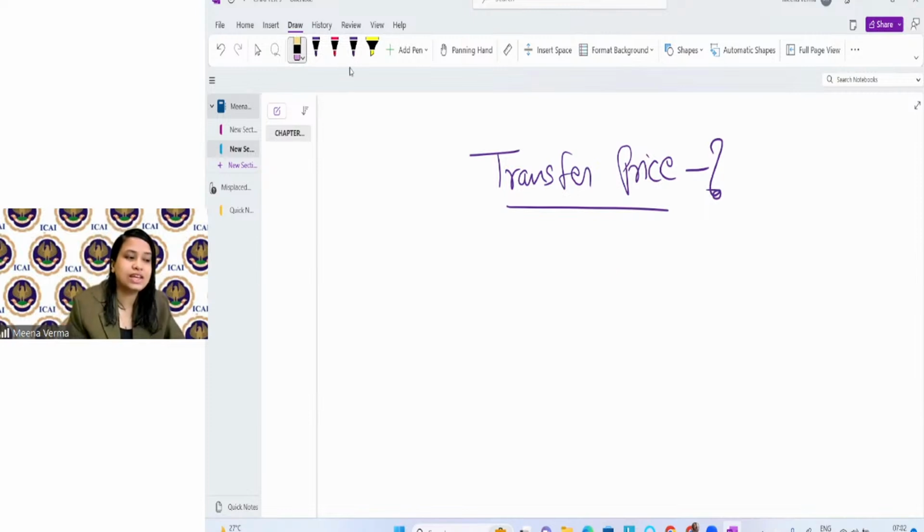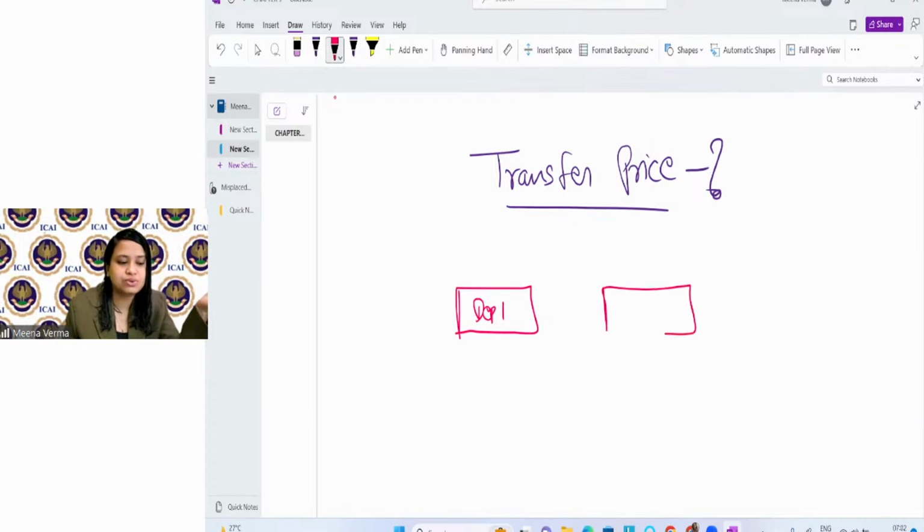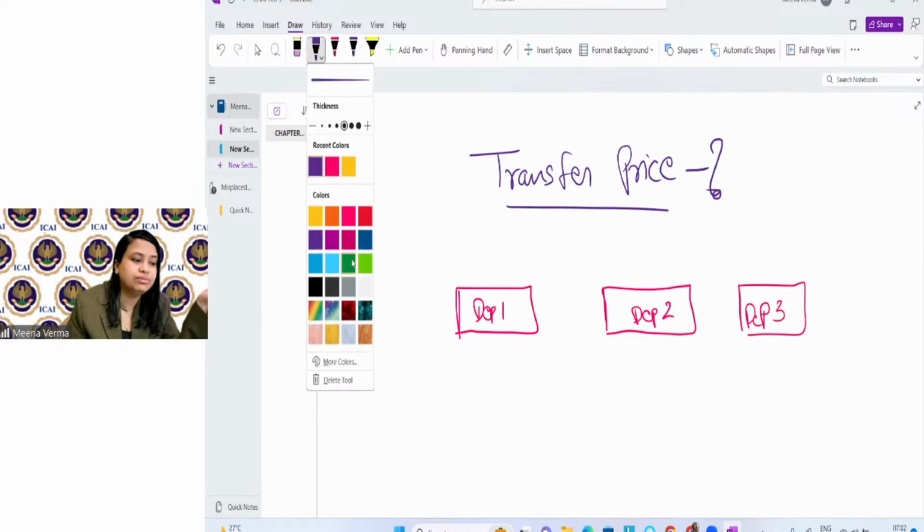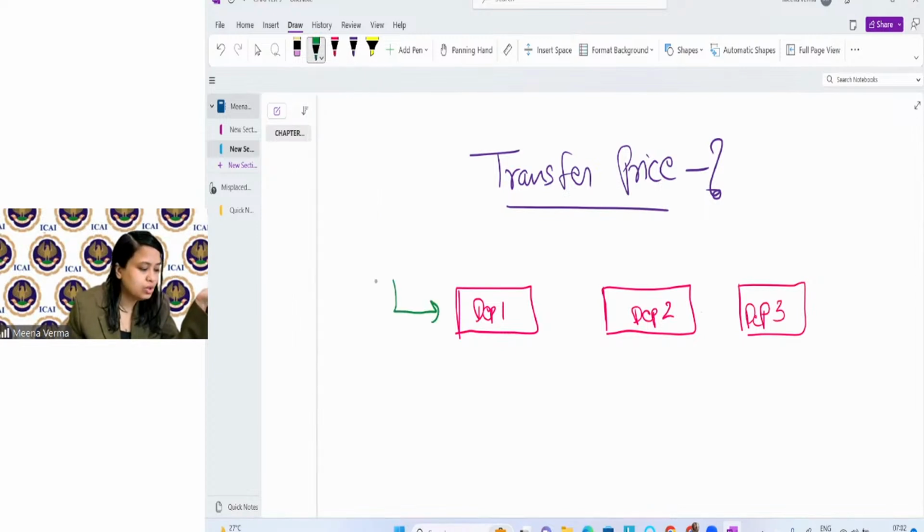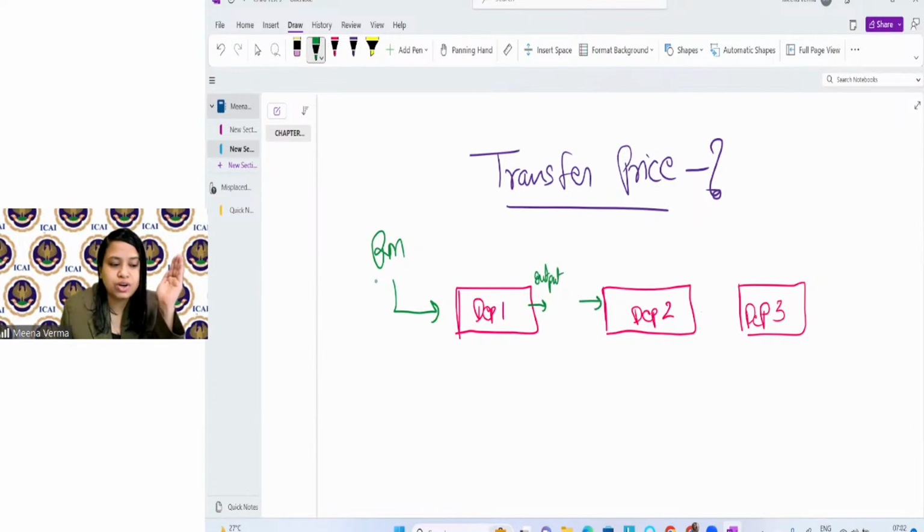An organization can have various departments. Let us consider, for example, department or process 1, then department or process 2, then department or process 3. What will happen? Maybe you are receiving the raw material here. And the output that you receive here will become the input for this process.